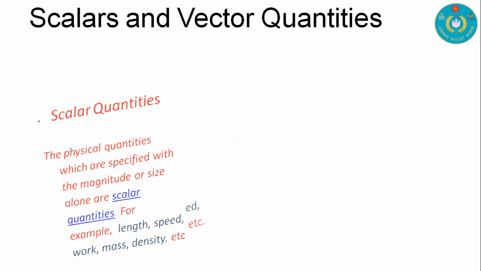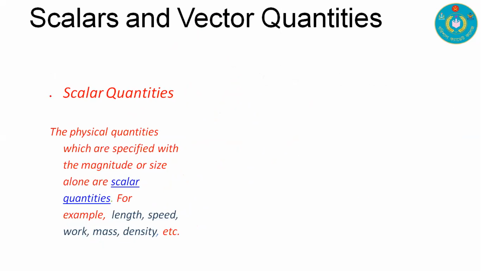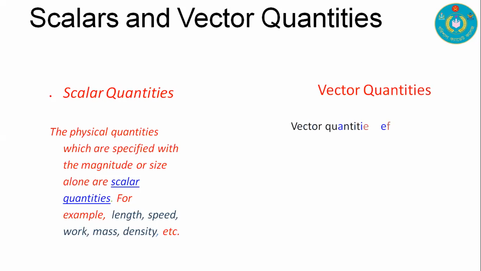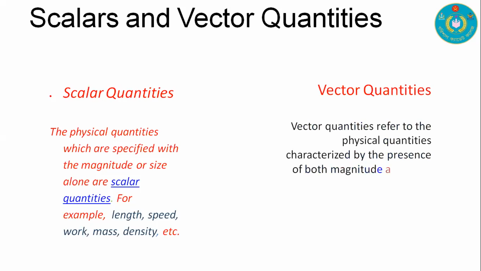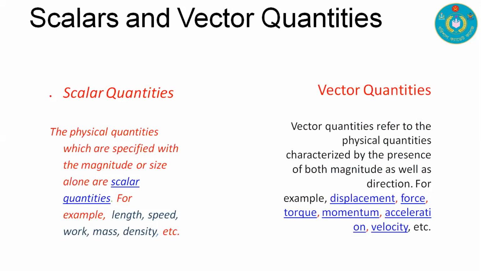Scalar and vector quantities. The physical quantities which are satisfied by some property like magnitude are scalar quantities. For example, length, speed, work, mass, and density are examples of scalar quantities. And vector quantities refer to the physical quantities characterized by the presence of both magnitude as well as direction. For example, displacement, force, torque, momentum, acceleration, and velocity are examples of vector quantities.